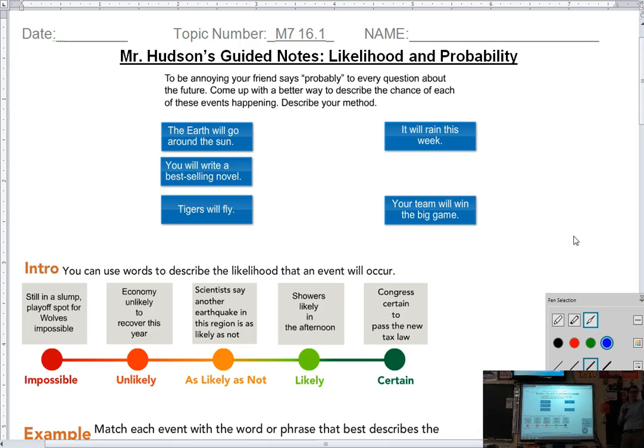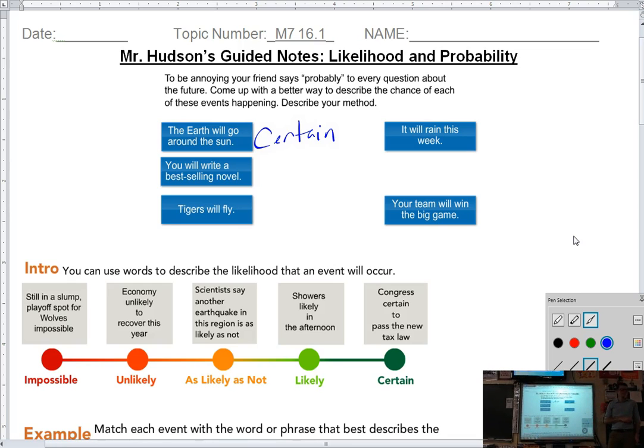We're not going to the math yet, but can we use better words for describing how likely these things are, as opposed to just saying, probably? That gets really annoying because that doesn't tell you anything really. Honestly? So the Earth will go around the sun would be very likely, like completely certain. So when it's all the way beyond likely and we know it's going to happen, we call that certain.